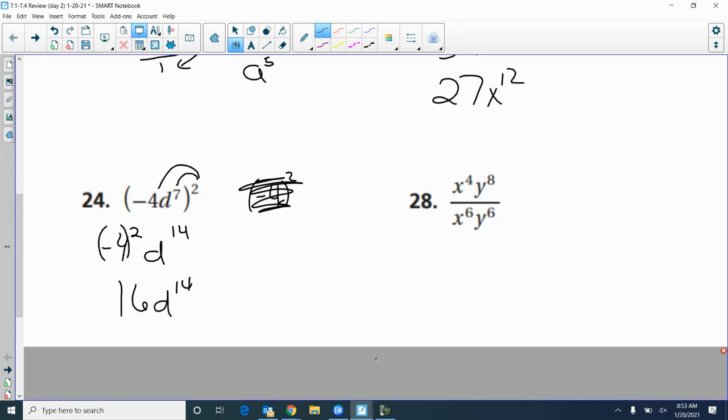Okay, 28. Couple of ways to do this. I'm going to show you how I like to do it. I have more x's down here, okay? How many more do I have on the bottom? I have 2 more x's on the bottom. So I just do 6 minus 4, I get x squared. There's more down here, I'm going to leave them down there. Now for the y's, there's more up here. I'm going to leave them up there. The difference is 2, okay? 8 minus 6. Questions about that?